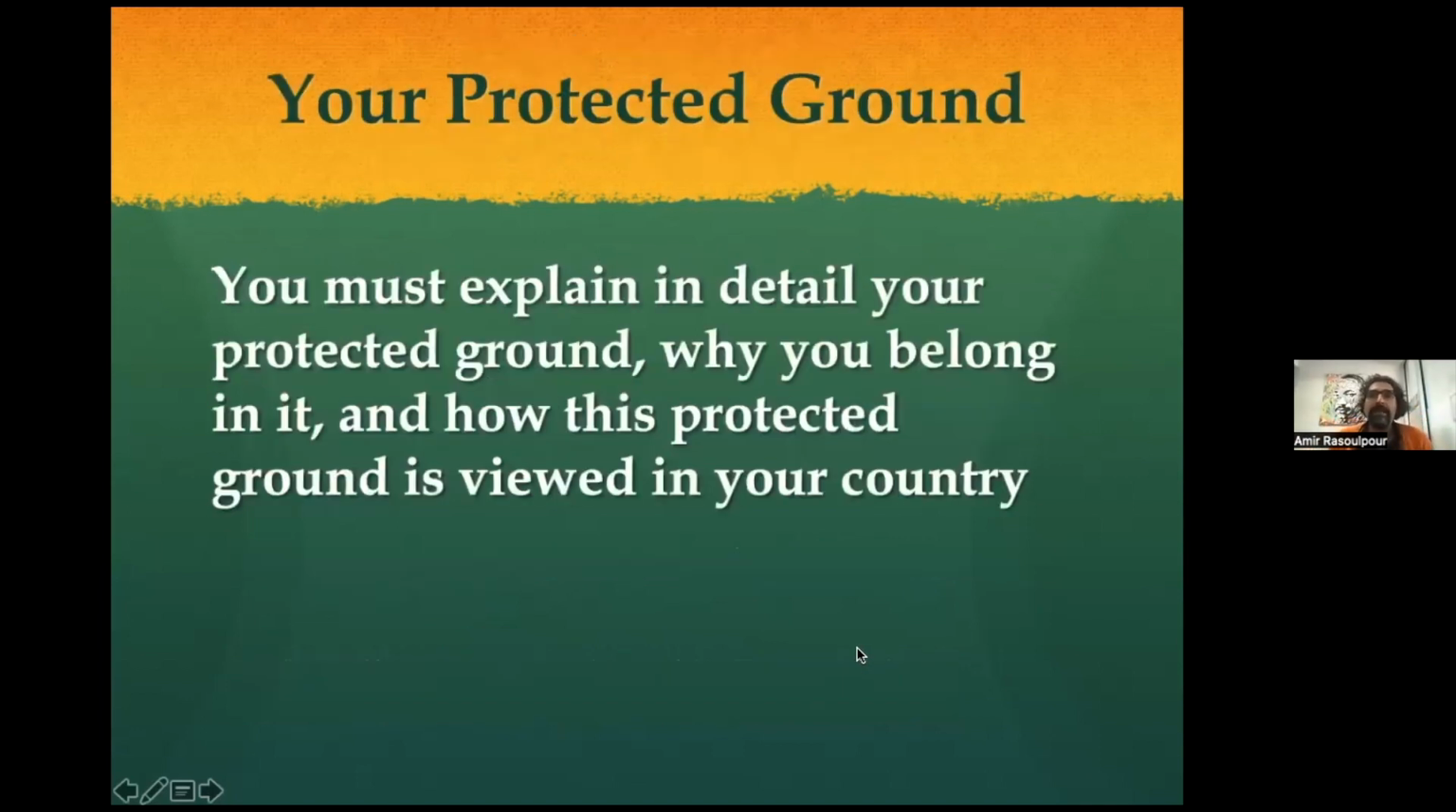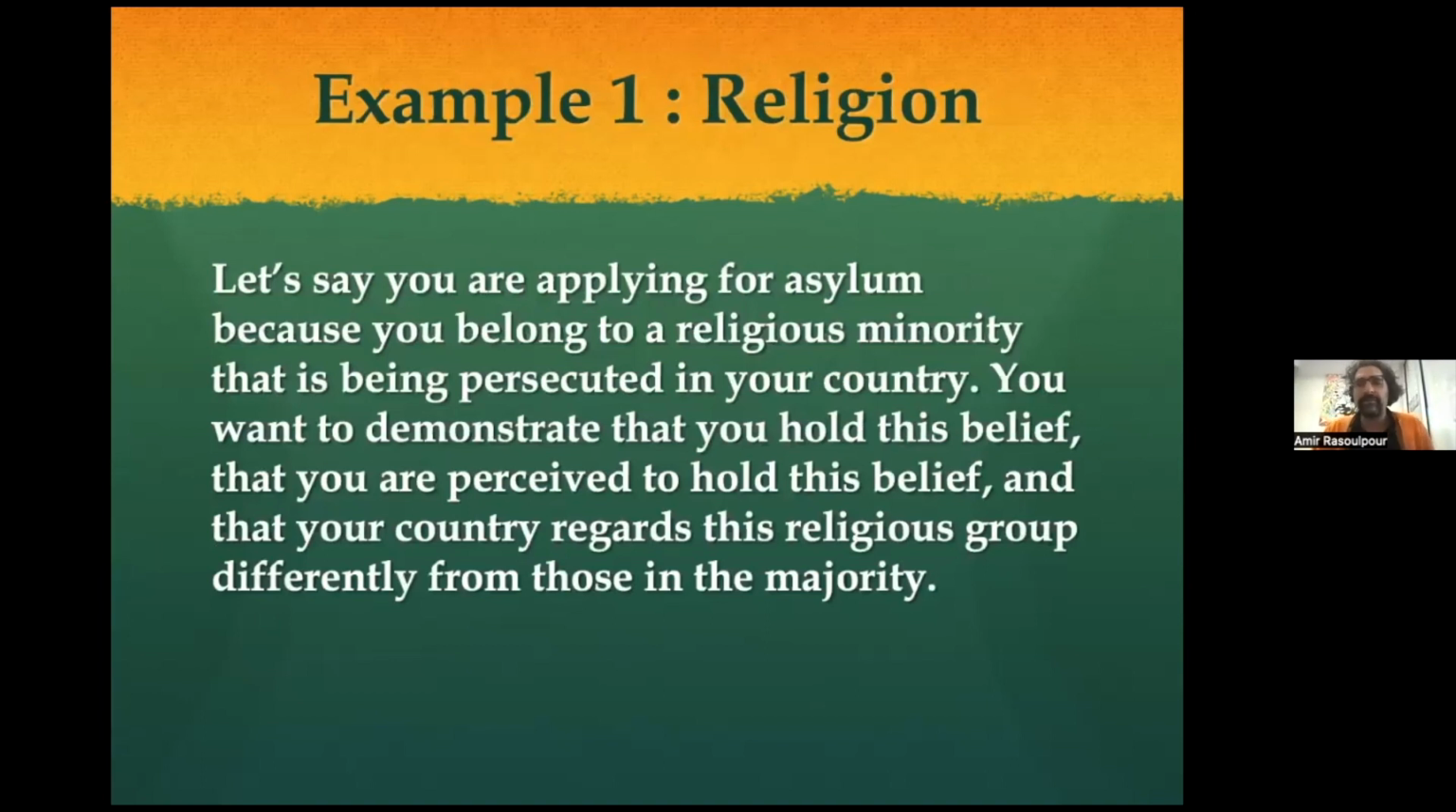Okay, but now we're getting into the main part of your story and what's really very important. So first and foremost, what is your protected ground? What is it about your identity that is the reason that you can no longer live in your country of citizenship? So you need to explain, what is this protected ground, why you belong to it, and how your country, people in your country, or how the government in your country views, how they look at people who hold this identity. So let's look at some examples, because it can be a little confusing.